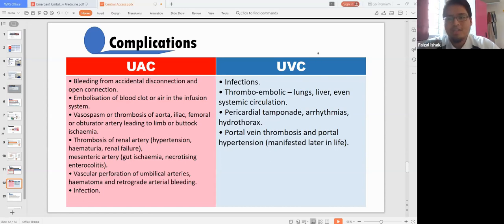And for the UVC, the first complication is infections. The second is thromboembolism to the lungs, liver, even systemic circulation. And third, pericardial tamponade, arrhythmia, and hydrothorax. And the last one is portal vein thrombosis and portal hypertension.